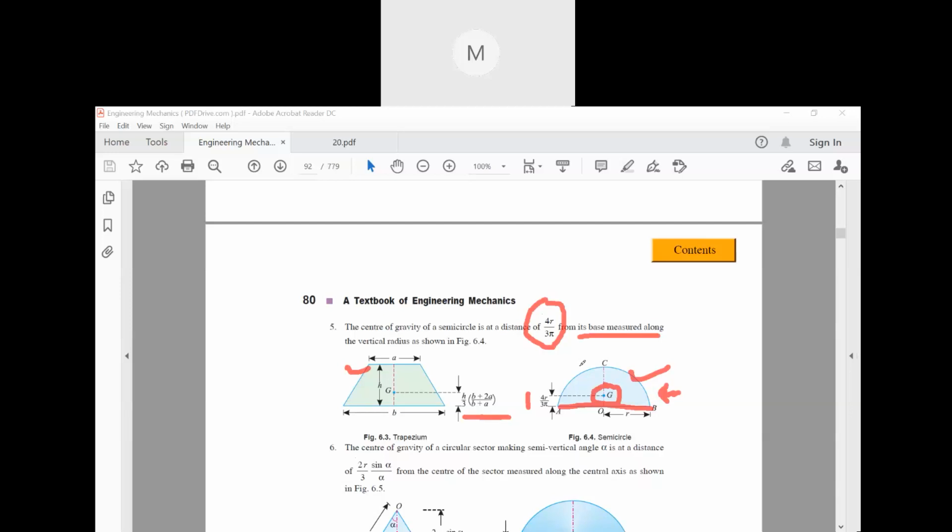This is what is known as the center of gravity of a semicircle. So you have to find out, remember these things.